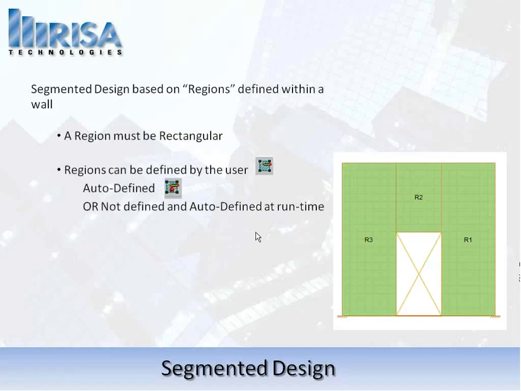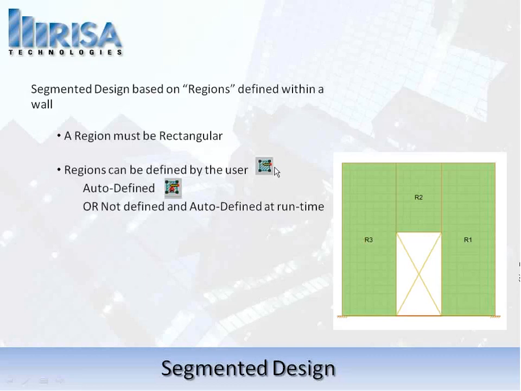The regions can be defined by the user. Inside of the wall panel editor, there's a little button that will allow you to define your own regions. You can push the little button that will auto-define them for you, which is right here. It looks like a little A on the same kind of icon. Or you can just not define them, and let the program define them for you at runtime. There are benefits to each one.